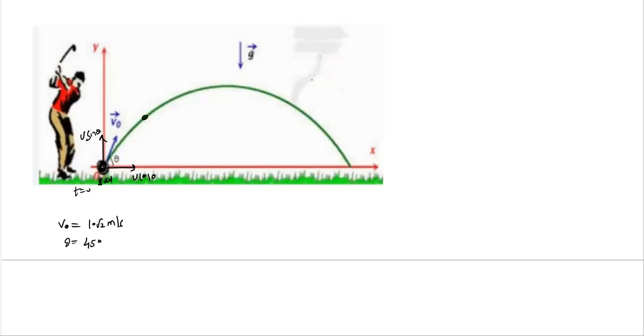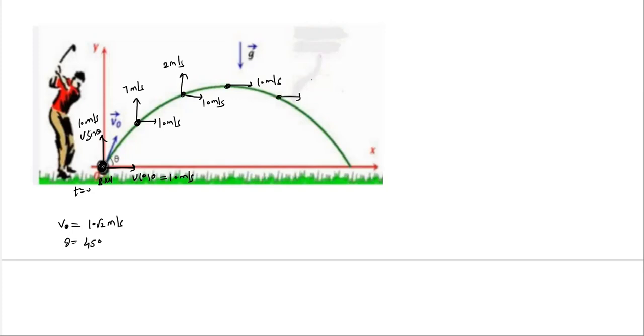Then after some time, what will this velocity be? The horizontal component, u cos theta, will remain 10 meter per second. The vertical component, u sin theta, will become, say, 7 meter per second. After some time this horizontal component remains 10 meter per second and the vertical component becomes, say, 2 meter per second.